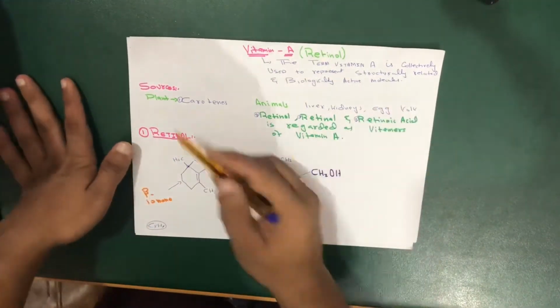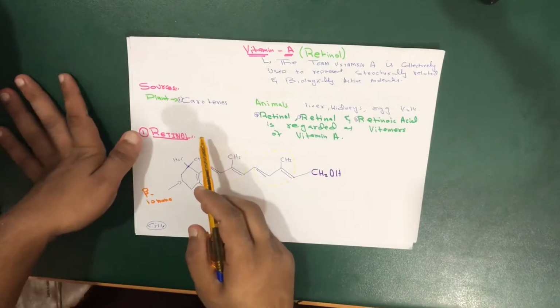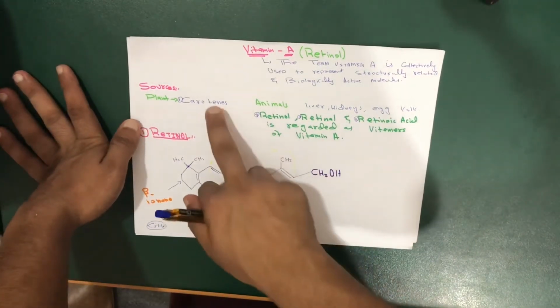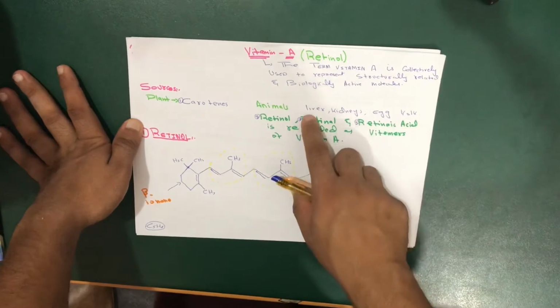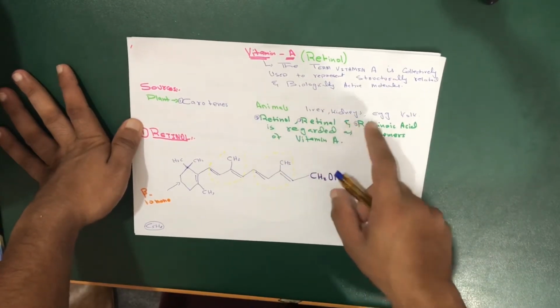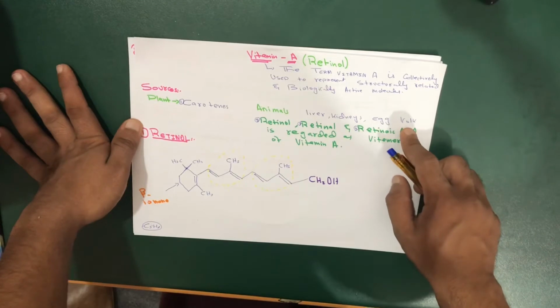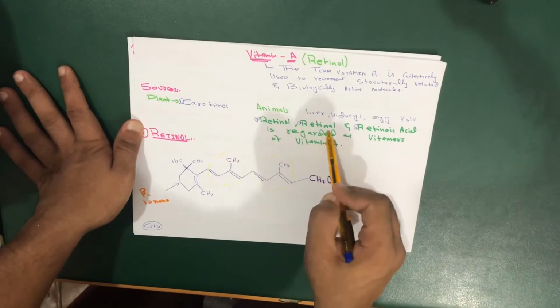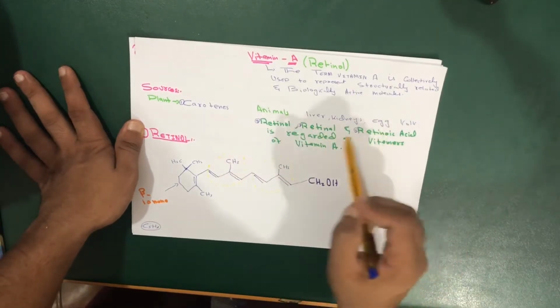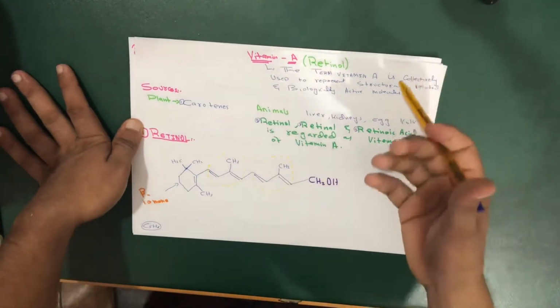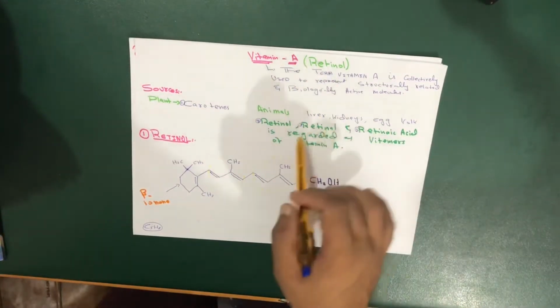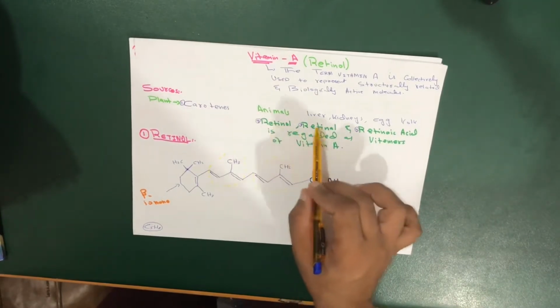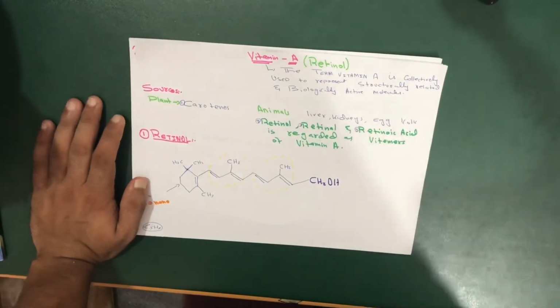We have two different sources. From the plant sources we have carotenes, and from the animal sources we get vitamin A from liver, kidneys, and egg yolk. One more thing to remember: in the animal sources we get retinol, retinal, and retinoic acid, and these are regarded as the vitamers of vitamin A. So when anybody is talking about vitamin A, you have to remember these important structures: retinol, retinal, and retinoic acid. We're going to discuss them in detail in just a bit.